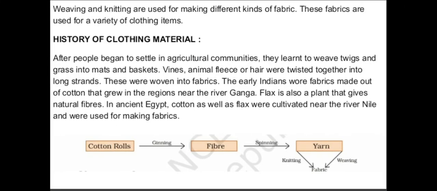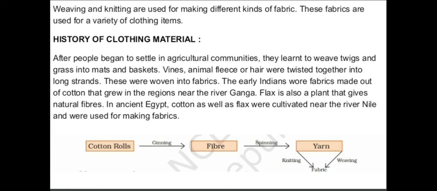Weaving and knitting are used for making different kinds of fabrics. These fabrics are used for a variety of clothing items. These all are about weaving and knitting. The next one is the history of clothing materials.